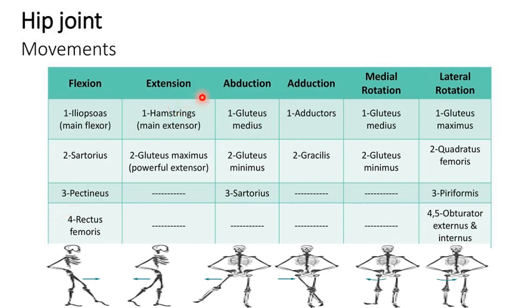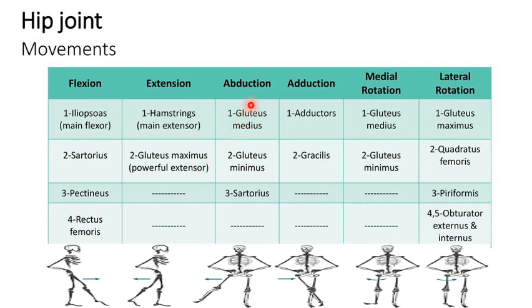The extension is mainly done by the hamstrings, the first 10 degrees, and the gluteus maximus is a powerful extensor mainly from the sitting position to the standing position. It is against the resistance. The contraction of the gluteus maximus takes place against the resistance.